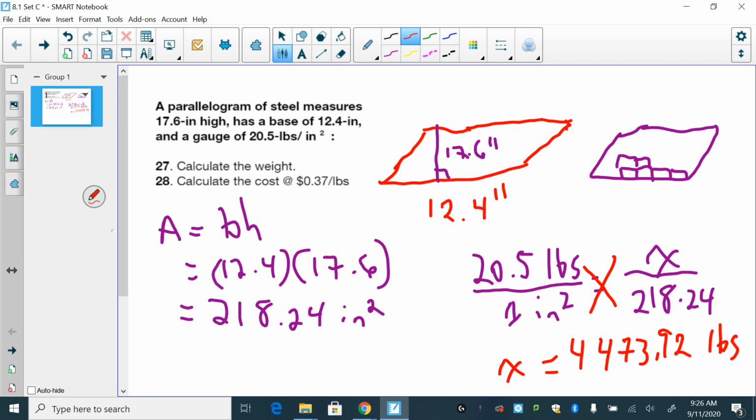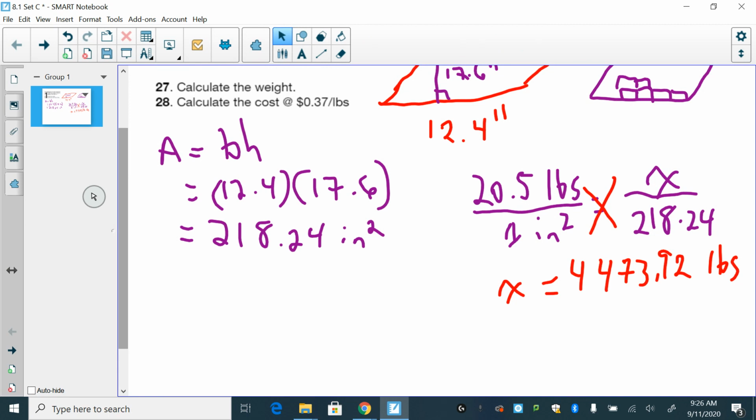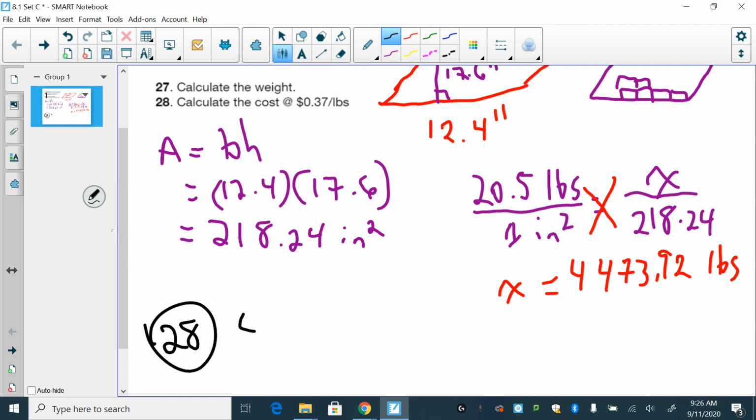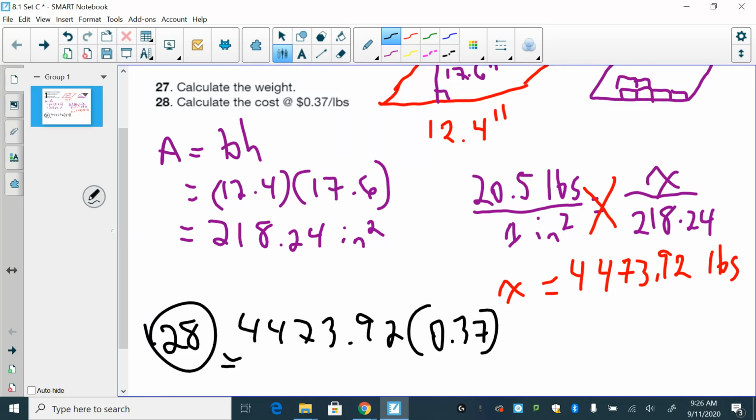Then 28 says find the cost. It's 37 cents for 1 pound, and we already know the pounds. So all I'm going to do for 28 is take my weight, 4,473.92, and multiply that with the money, 0.37. So take that, multiply it with 0.37, and I get $1,655.35.